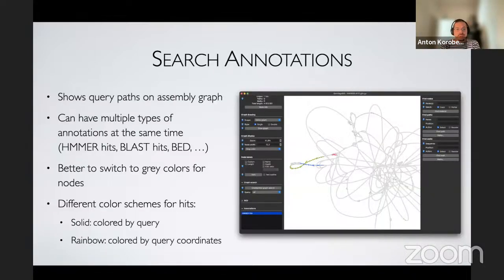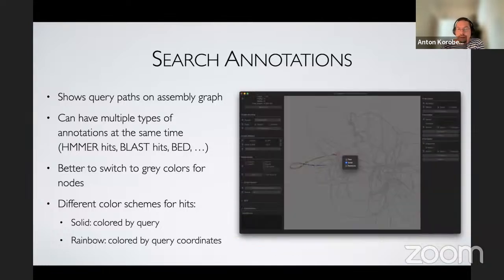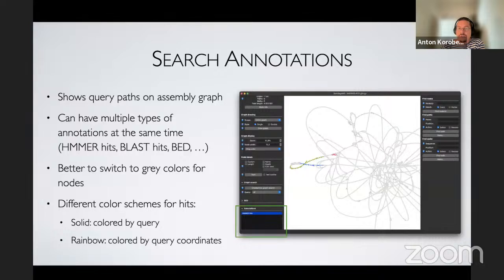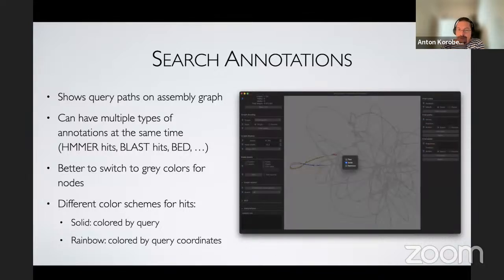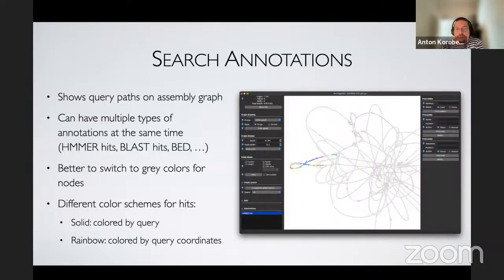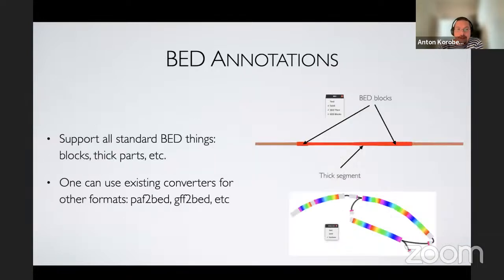Or there is rainbow, where the hit is colored by the query coordinate. If you open the annotations by double-clicking here, you can choose either solid or rainbow. If I switch from solid to rainbow, the hits are recolored according to the coordinates. So it's quite useful to trace the path and see where we're at. Also, we support BED annotations.